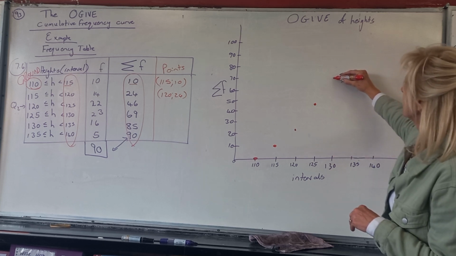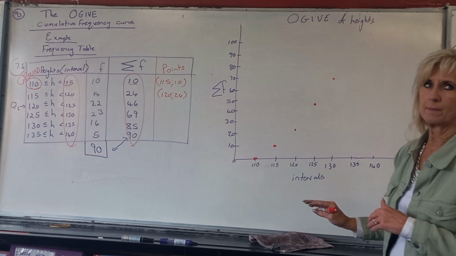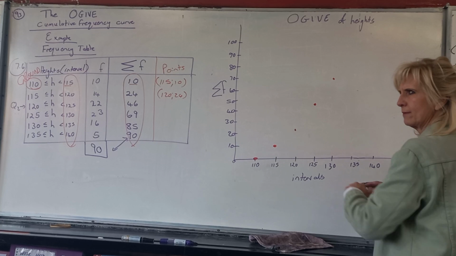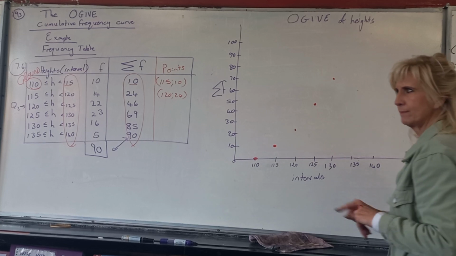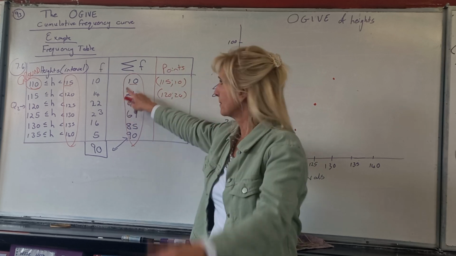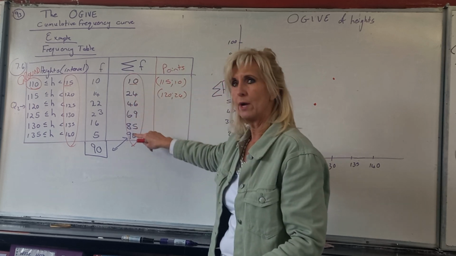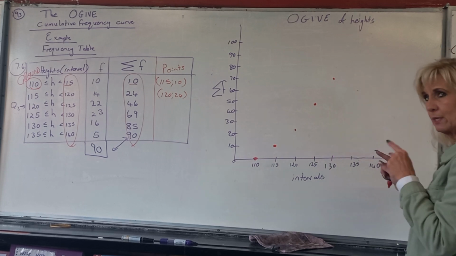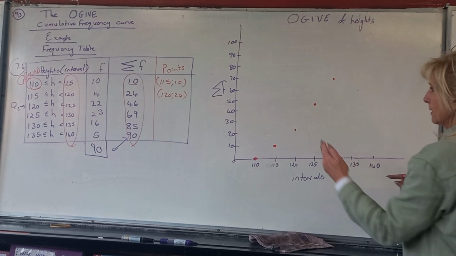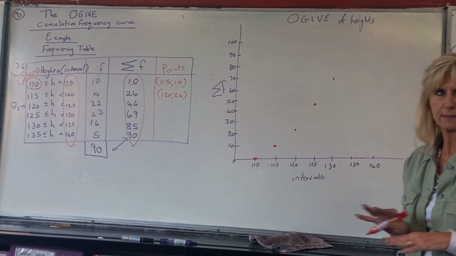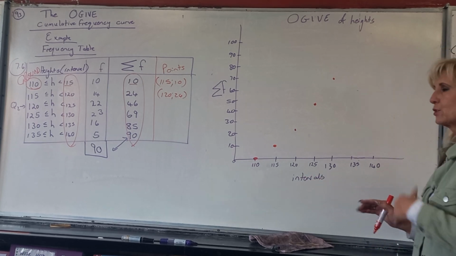130, 69. Is it possible that my graph can go up, down? No. Why not? Because you are adding all the time. This is getting more and more and more. The graph should go up and up and up. If your cumulative frequency, your Ogive, does this and takes a dive, you're doing it wrong. That can't be. Maybe I should have started with that.